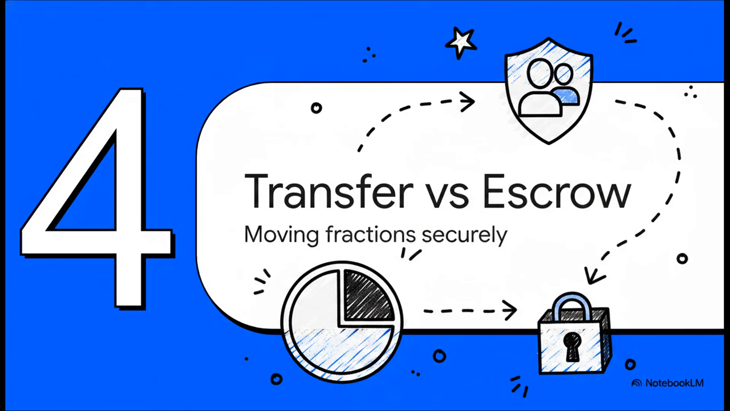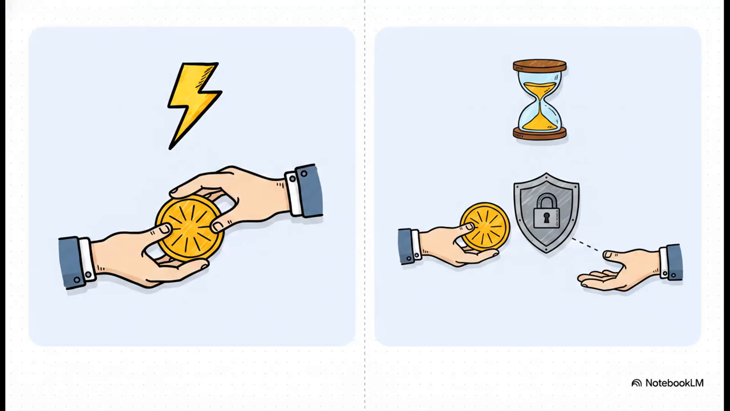Section 4. Transfer versus escrow. Let's take a look at how we securely move these fractions around. There's a pretty stark difference between these two methods. A direct transfer is exactly what it sounds like, an immediate handoff. It's perfect if you're just consolidating your own wallets or settling an OTC trade. You're moving existing fractions so the total supply doesn't change one bit.